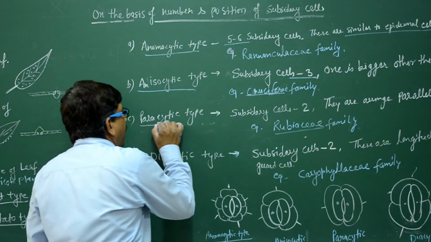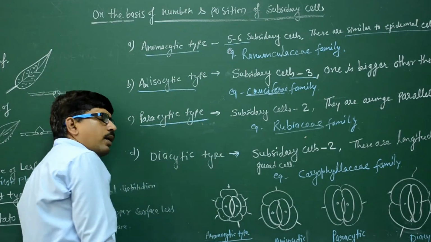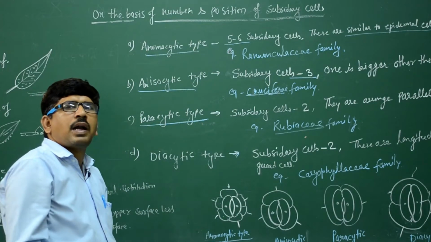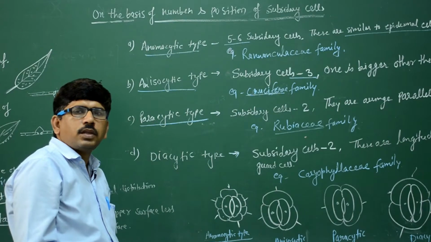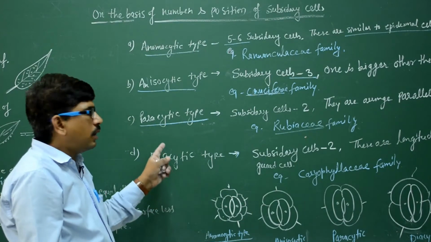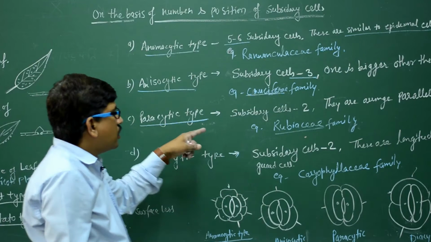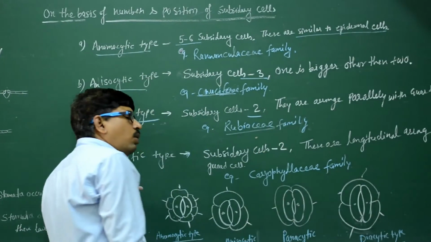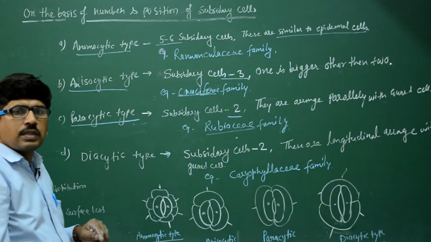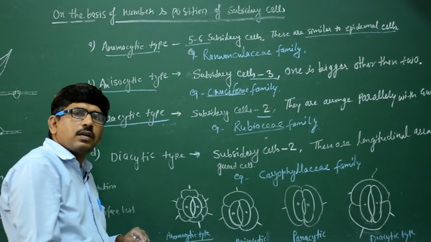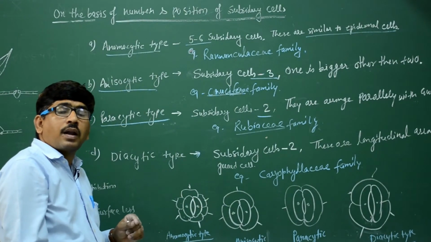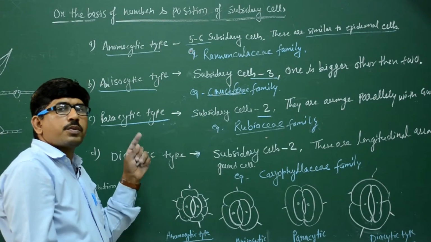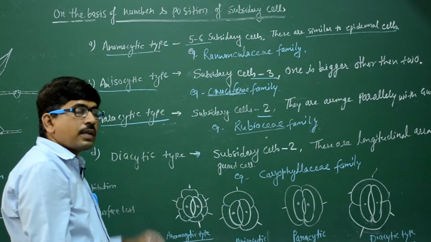Third one is the paracytic type. Para means parallel. In the paracytic type, 2 subsidiary cells are present. How many? 2. And they are arranged parallel to the guard cells. How are they? Parallel. So 2 subsidiary cells are arranged parallel to the guard cells. That is known as the paracytic type.